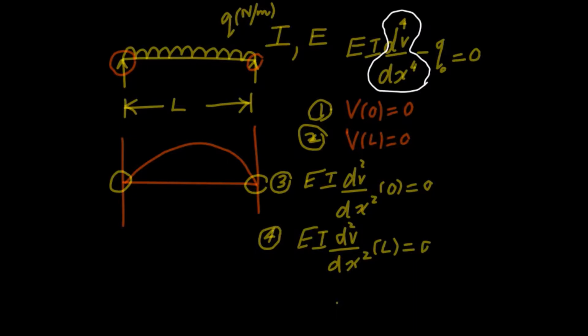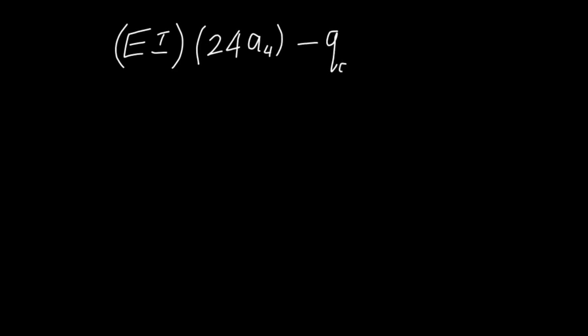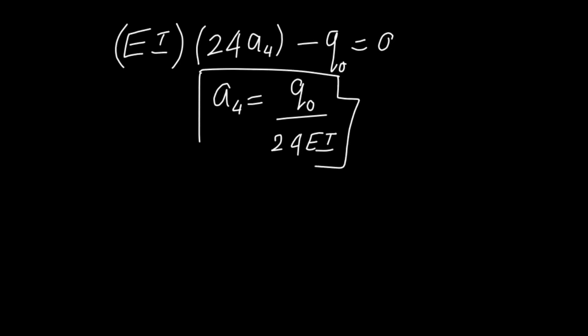So I will take a fresh page. It is EI into d power 4v by dx power 4. That is 24a4 minus q naught is equal to 0. Get the value of a4. a4 is equal to q naught divided by 24EI. I have got the value of a4.